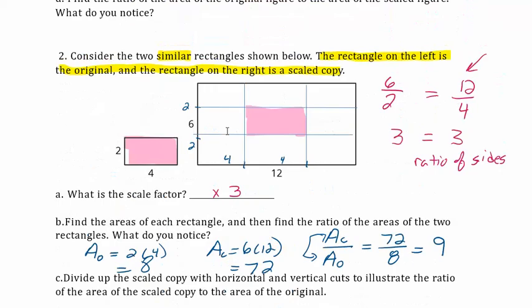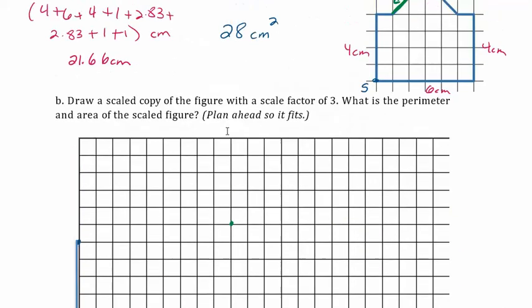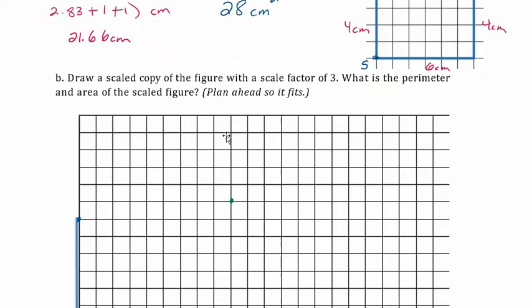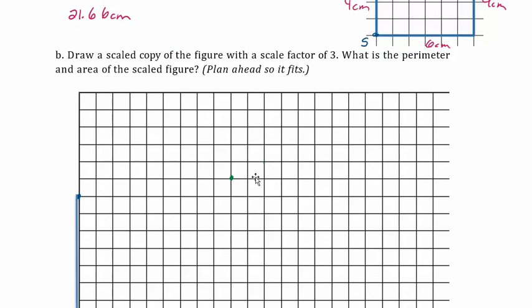All right, so let's go back to this one that you guys were doing before. Now, what you should have found when you did the area and the perimeter of this stuff down here, I'll tell you what you should have come up with. The perimeter of this one should have come out to be exactly 3 times the original perimeter. The original perimeter was 21.66.